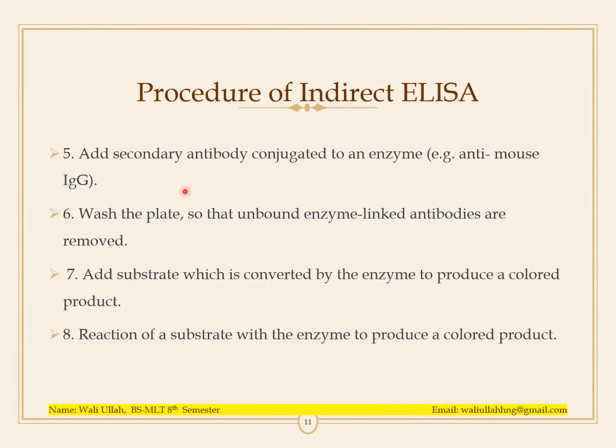In the fifth step, add secondary antibody conjugated to an enzyme. In the sixth step, wash the plate so that unbound enzyme linked antibodies are removed. The seventh step, add substrate which is converted by the enzyme to produce a colored product. And the last, reaction of a substrate with the enzyme to produce a colored product.